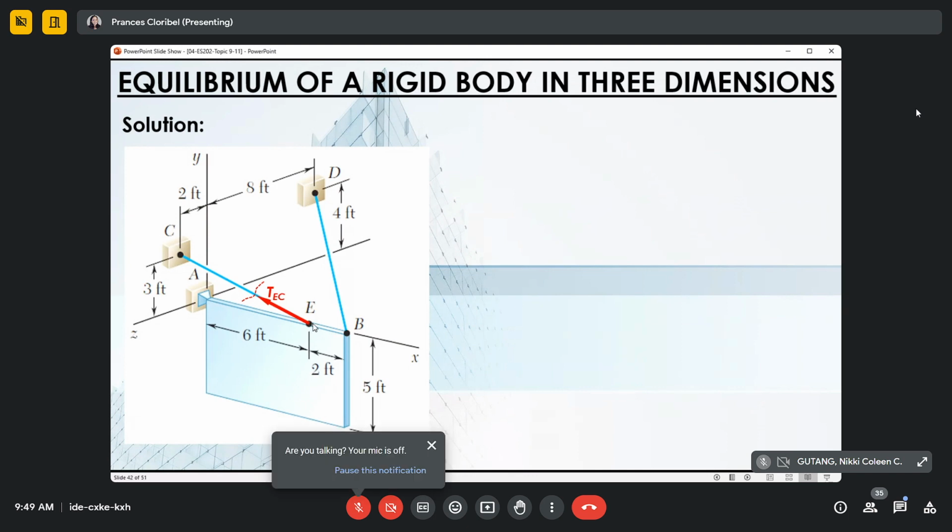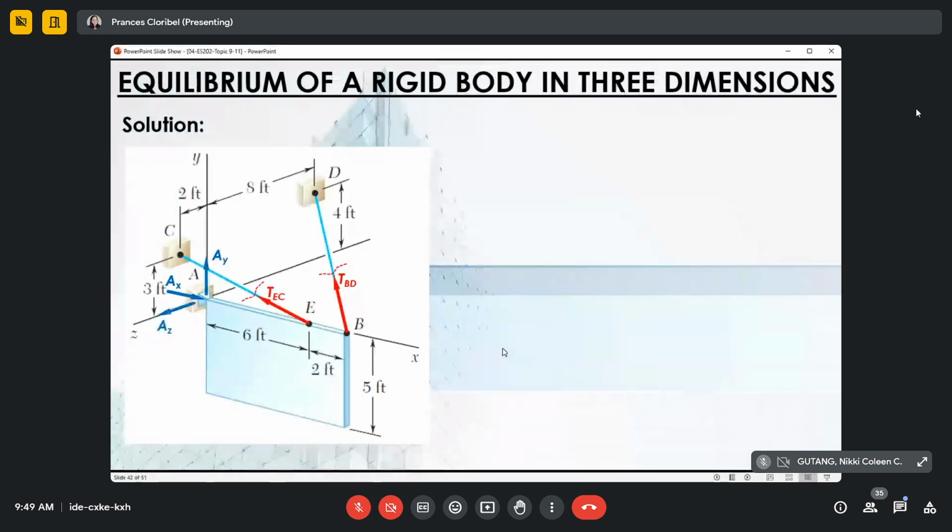Importante kaya ron makabalot ta sa ato ang position vector. Sunod, for our tension BD. Next is for our AX, AY, and AZ. Wala tay reaction couple or reaction moment at that point kay ball and socket man ang atong gamiton. So pila ka ba pang atong unknowns? 1, 2, 3, 4, and 5 only.